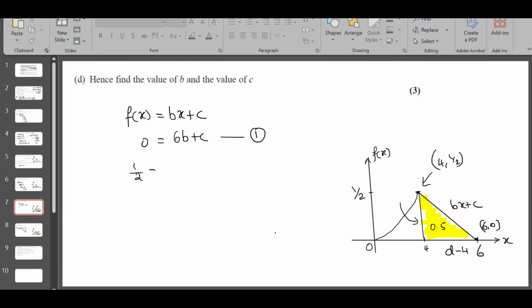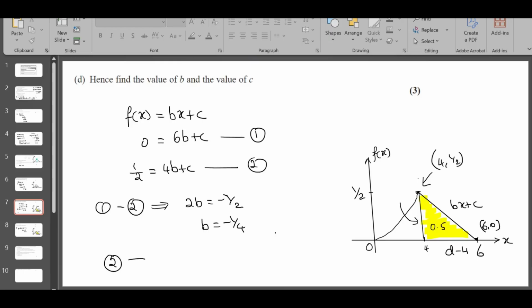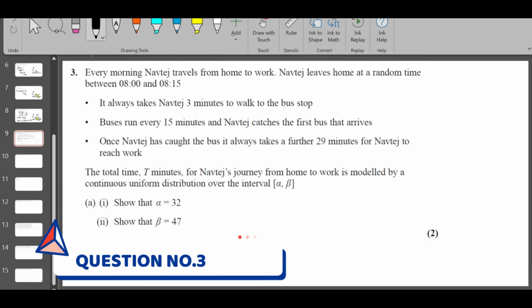So half is equal to 4b plus c, or multiply through by 2, or you can just keep it as it is. Subtract: 1 minus 2, c will be cancelled. 2b is equal to minus half, b is minus 1 over 4, right? Sub in b into any one of the equations. I'm going to sub into the second equation. Half is equal to 4b plus c, which is minus 1 comes here, plus c. Half plus 1 is 3 over 2. c is 3 over 2. That's all. Question number 3 now.